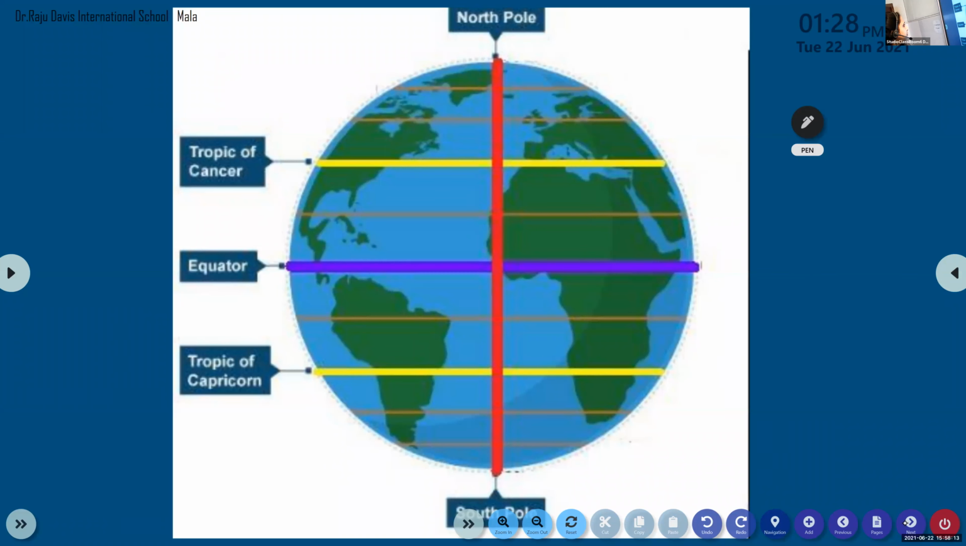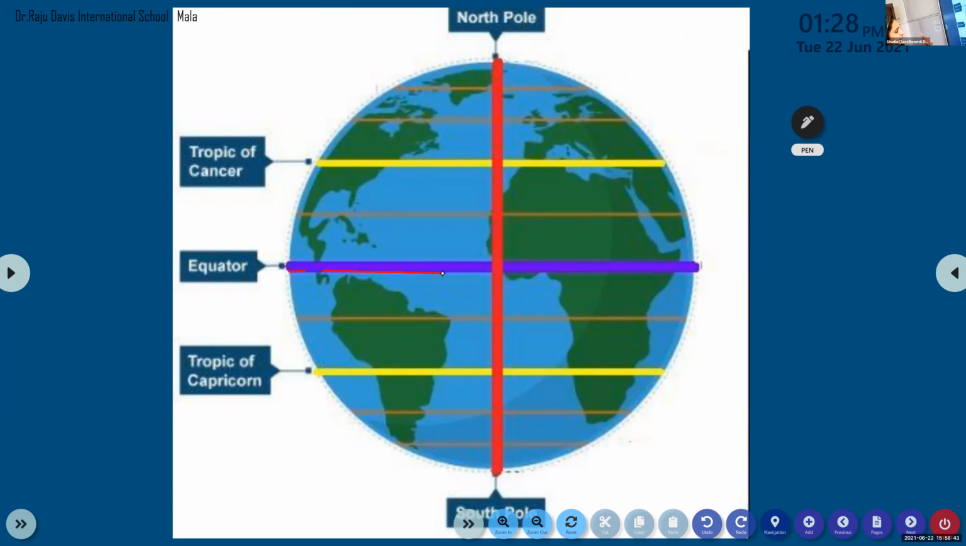Okay, I'm going to explain the Tropic of Cancer and the Tropic of Capricorn. Any guess? Any idea? No. They are two imaginary lines drawn around the globe on either side of the equator. Now you can see the equator, the dark blue color. Can you see the equator? Yes, ma'am. It's the dark violet color.